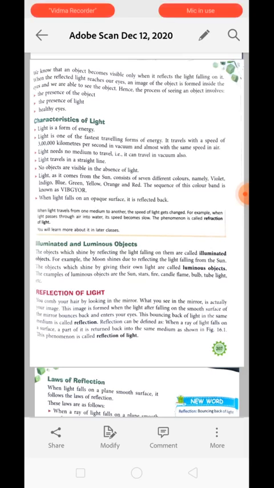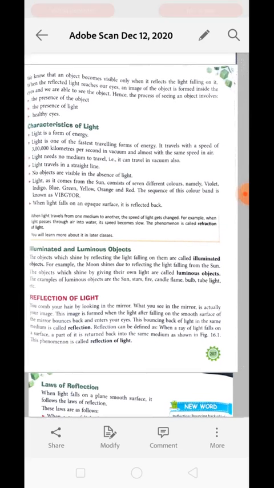You will be able to see the object which is kept in front of a straight pipe, but if you bend the pipe, you will not be able to see the object, because light always travels in a straight line. Next, no objects are visible in the absence of light.